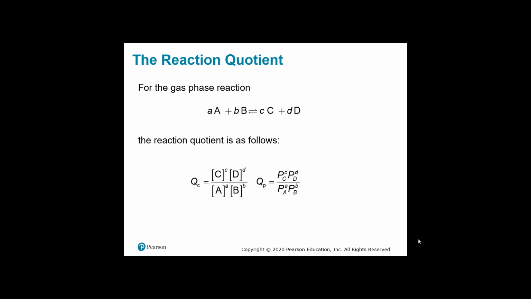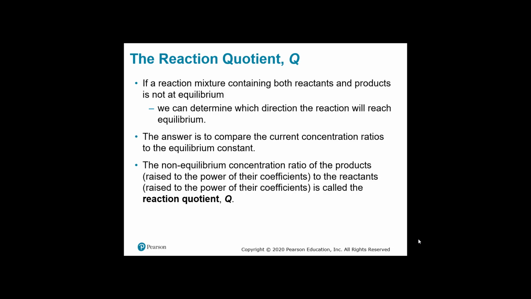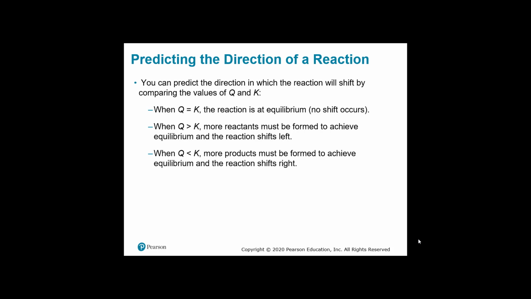It looks the same. Like I said, we're simply replacing Kc with Qc, or Kp with Qp. We can do this for either concentrations or partial pressures, and everything will be exactly the same. So if a reaction mixture containing both reactants and products is not at equilibrium, we can predict the direction in which the reaction will shift by comparing the values. When Q equals K, the reaction is at equilibrium and no shift is occurring. There's no change happening.